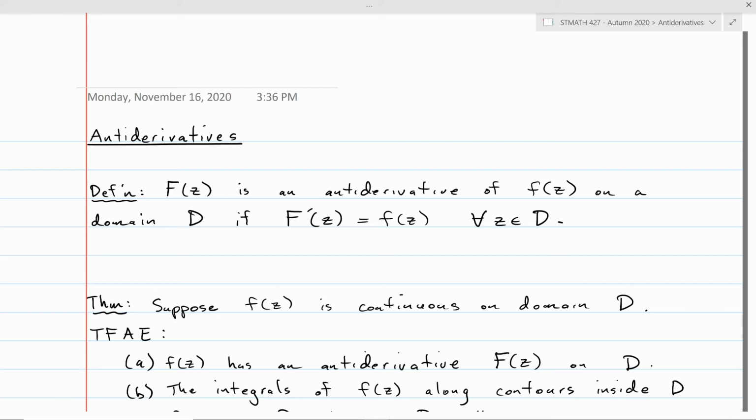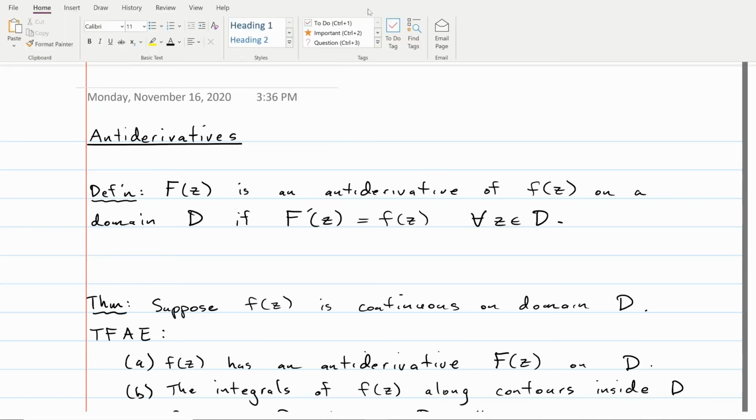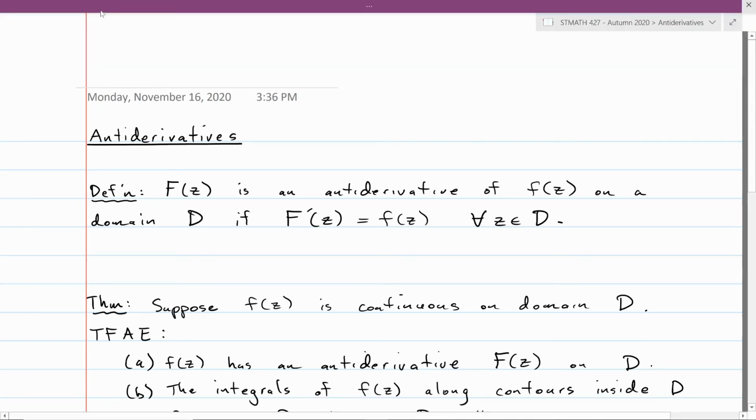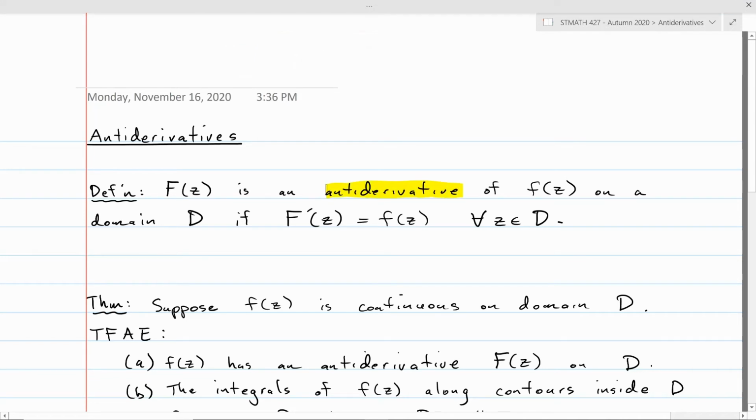Hello, complex students. So today we're going to talk about how antiderivatives relate to contour integrals. So first of all, let's specify what we mean by an antiderivative. It's the same as it meant in calculus, though. We say big F of z is an antiderivative of little f of z on some domain D if the derivative of big F is equal to little f for all z in the domain.